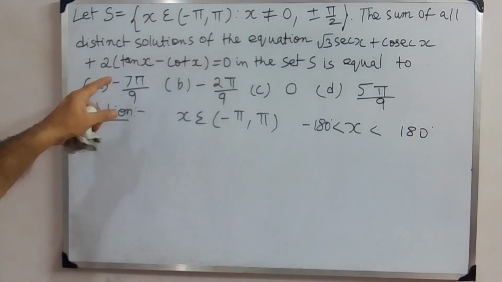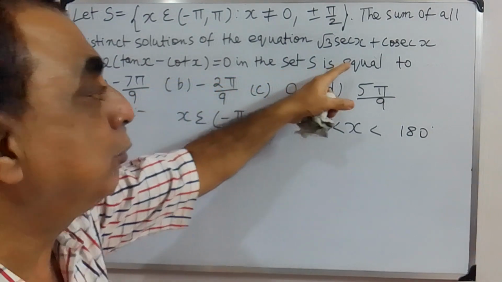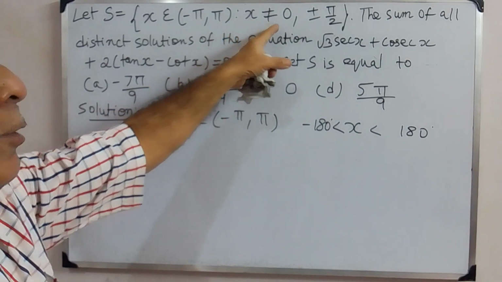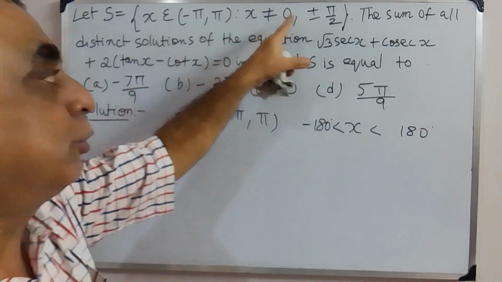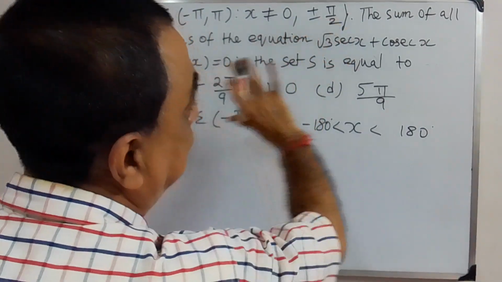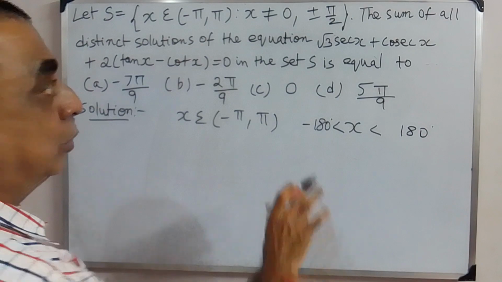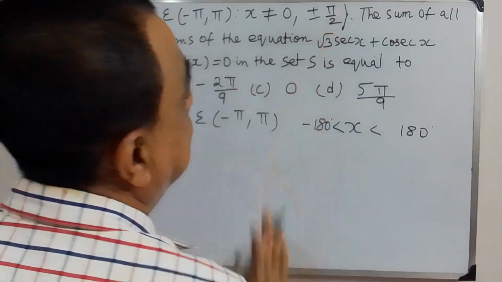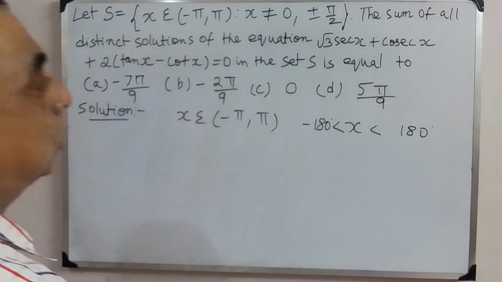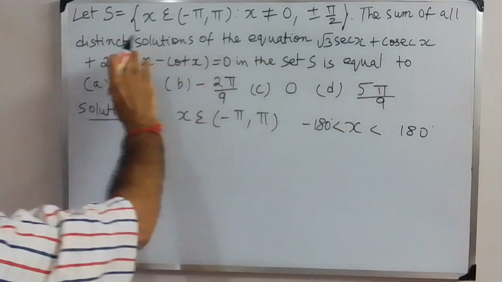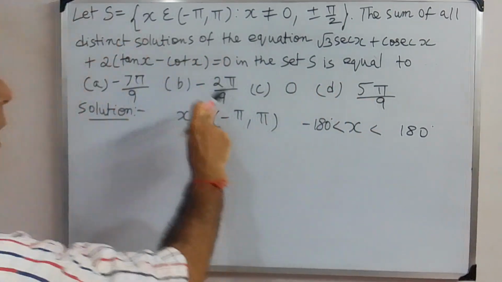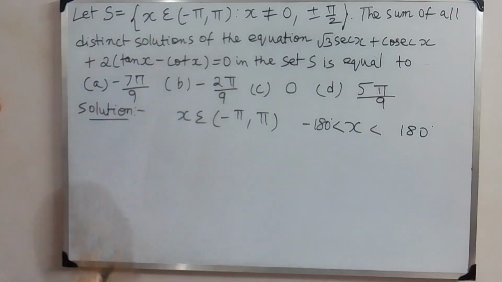And we have to find all the values of x, and it is given that x cannot be equal to 0 or plus minus pi by 2. If you are getting values of x like this, you have to neglect those values. X should not be equal to 0 or plus minus pi by 2. And this is the equation given in terms of x. We have to find all the different values of x which lie in this range and satisfy this given equation.